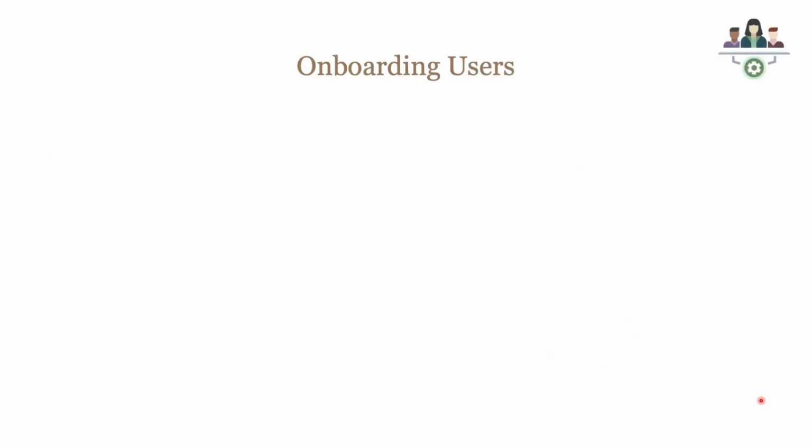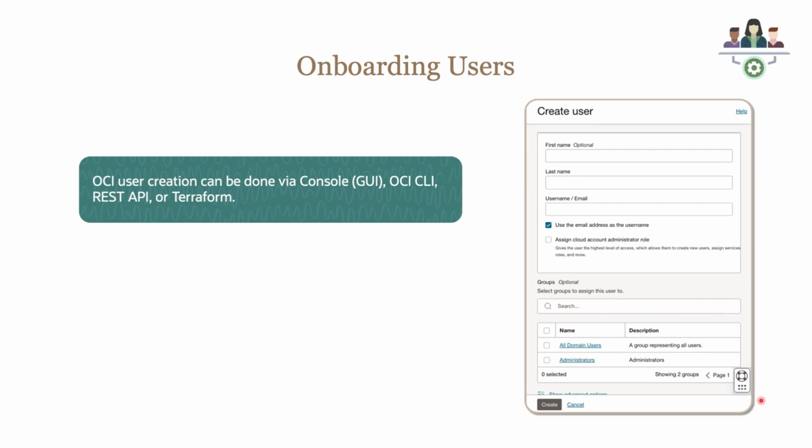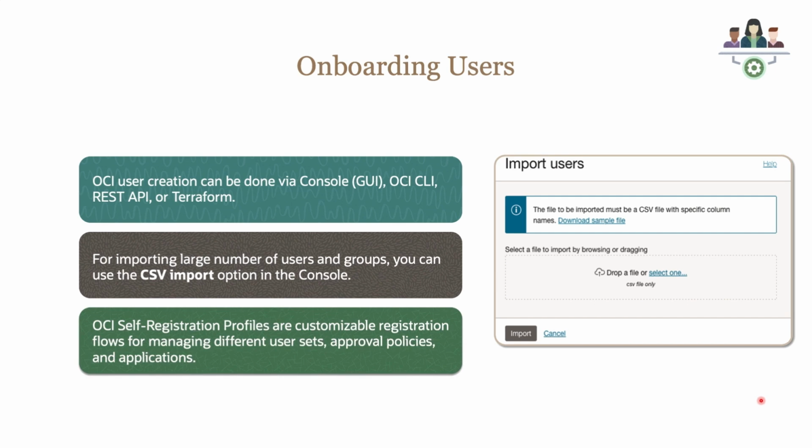So we have several ways to onboard users to OCI IAM. You can quickly create users using the OCI console or API option. And if you are dealing with a large number of users and groups, then you can use the CSV import option in the console. And for the use case where you need self-service capabilities for consumer users, you can use the IAM self-registration option. But what if I want to bring the users from external sources?